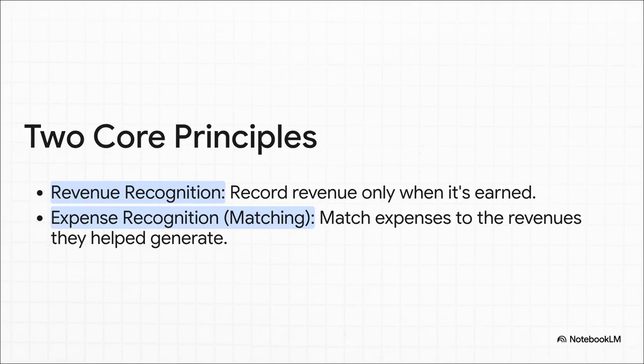To get accrual accounting right, we live by two golden rules. First, revenue recognition. You can only count the money when you've actually done the work. It's that simple. And second, the matching principle. You've got to line up your expenses with the revenue they helped you earn, all in the same time period. Adjusting entries are the tool that makes sure we follow these rules to the letter.